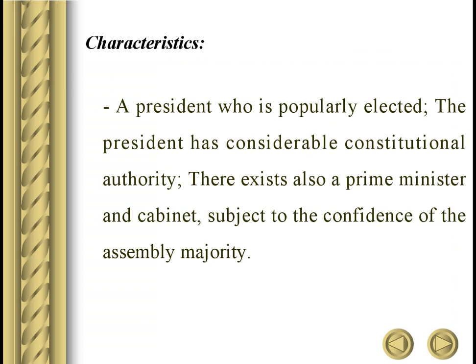In this state formation, there is a popularly elected president who has considerable constitutional authority. There also exists a Prime Minister and Cabinet, subject to the confidence of the Assembly majority.